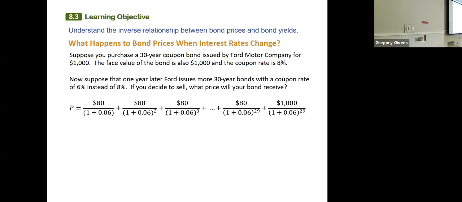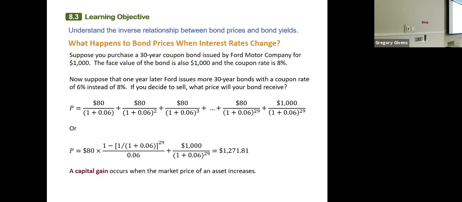Now, when you add all of those things up, you end up getting $1,271.81. In this case, Lauren will have experienced a capital gain, right? The price of her asset is now higher than what she actually purchased it for. And in this case, Chandler, the capital gain is exclusively attributed to the fact that the interest rate is lower, right? You're discounting those future payments at a rate that is lower than what you had previously done. Okay.